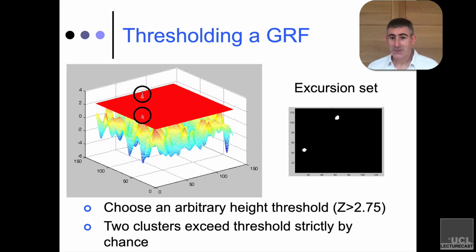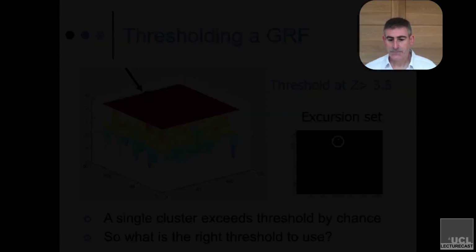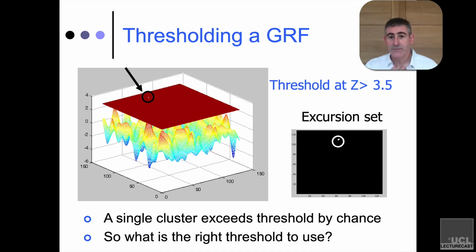Another visualization that's going to be useful is to imagine looking down at that plane. Now I've replaced anything that exceeded the threshold by chance with white and everything else with black. I'm going to call that the excursion set. That's what's shown on the right. You can see those two peaks over there, and they are what's past my height threshold. Recall that I picked this height threshold arbitrarily. I just said, what would it be if I went with 2.75? Let's do better than that. So clearly 2.75 wasn't a good option.